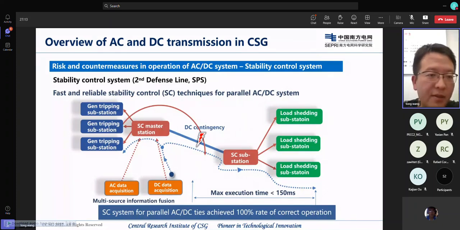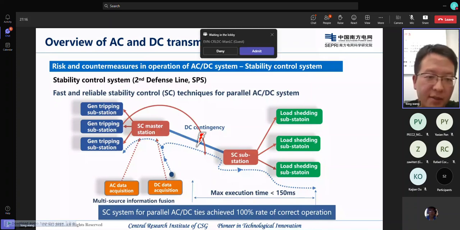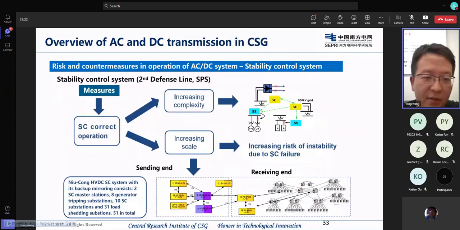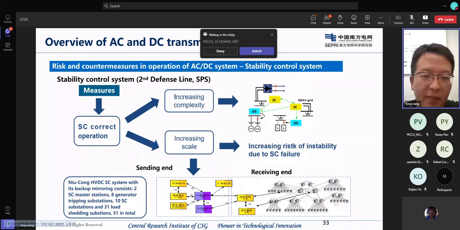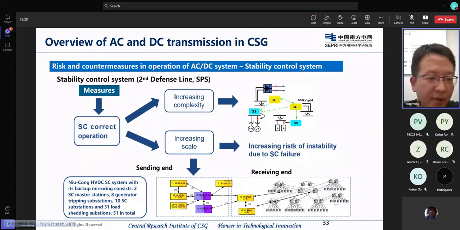And also this is the second defense system. There's a figure that you can check. This is only for one HVDC, and it is really complicated. We have two stability control master stations, two generator tripping substations, 10 stability control substations, and 31 load shedding, and 51 in total. This is only for one HVDC, so this is really complicated. When we did this study, we thought, oh no, we cannot continue to do this because this will make our system really complicated.